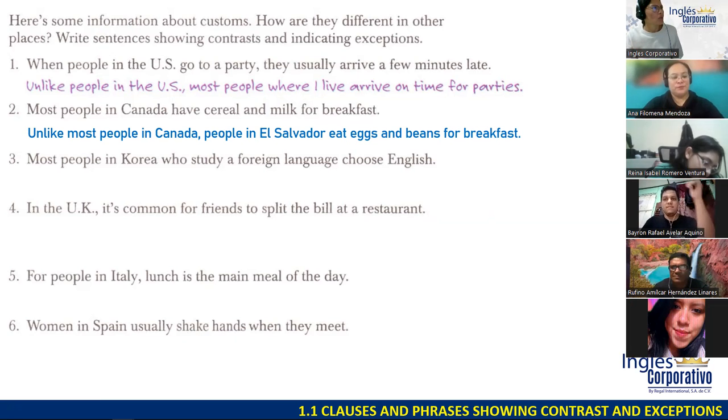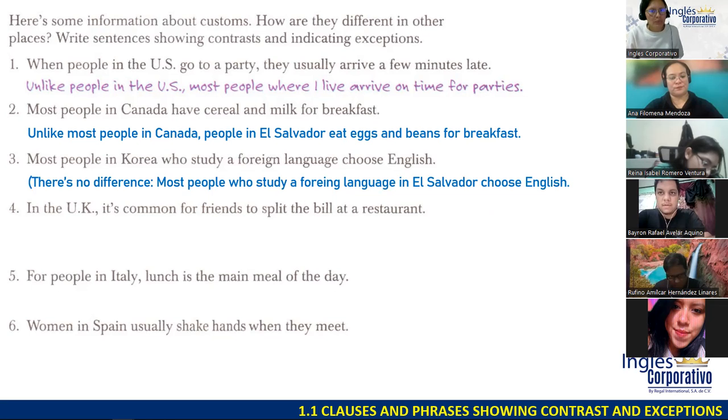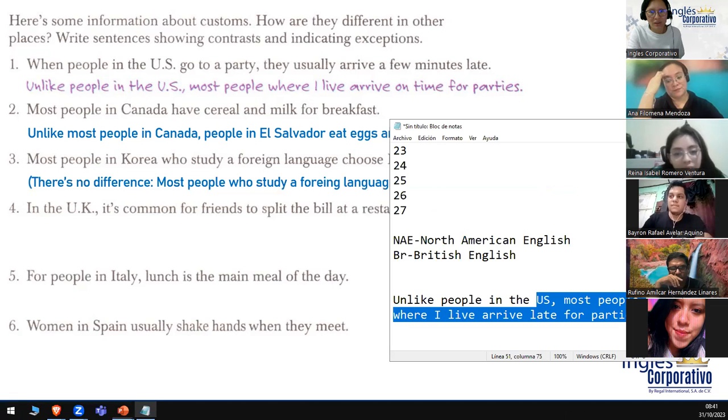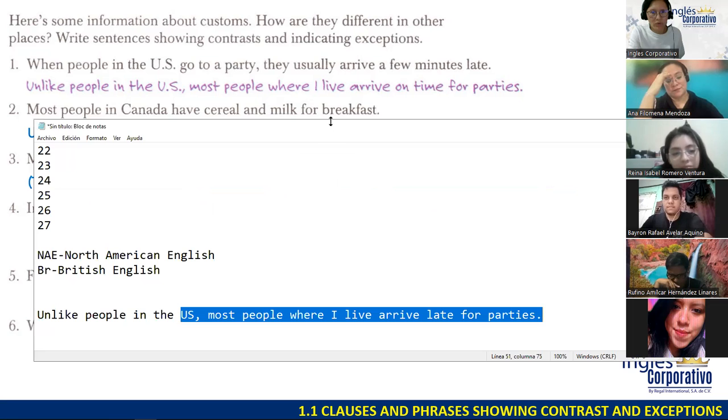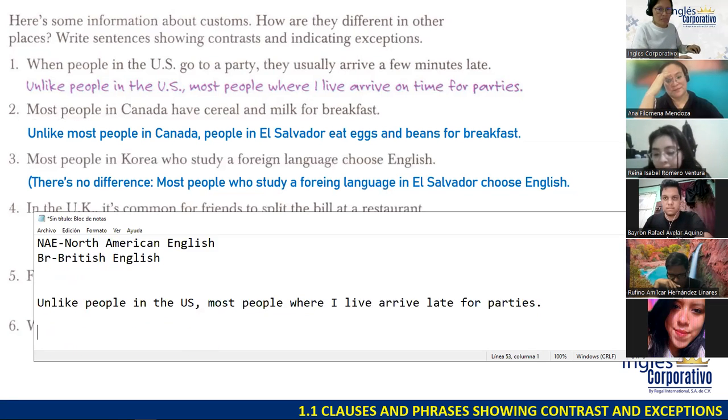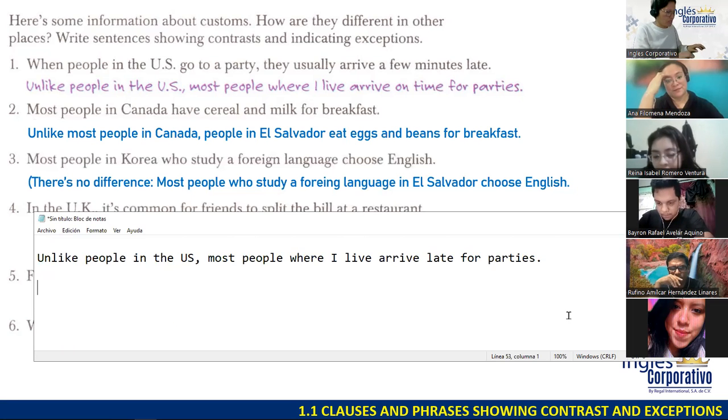Okay, most people in Korea who study a foreign language choose English. Bueno, aquí, chicos, casi que es igual. Bueno, prueba de ello somos todos nosotros, ¿verdad? Y vamos a decir, porque there's no difference, ¿verdad? Most people who study a foreign language in El Salvador choose English. Entonces, si queremos usar una oración similar, vamos a decir, bueno, no puedo compararlo, a menos que fuera diferente. Digamos que si nosotros aprendiésemos francés, ahí sí habría contraste, pero aquí no hay contraste, porque somos iguales en ese sentido, ¿verdad? Voy a hacer un ejemplo, pero obvio, ese ejemplo no es verdad, ¿ok? Es de mentiritas, como diríamos. Bueno, entonces, podríamos decir algo así como, unlike most people in Korea, right?